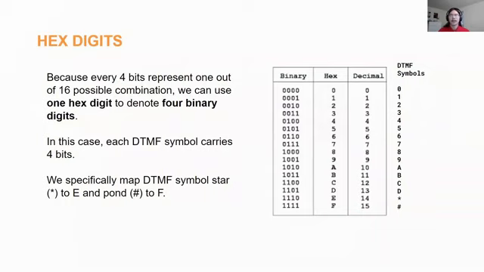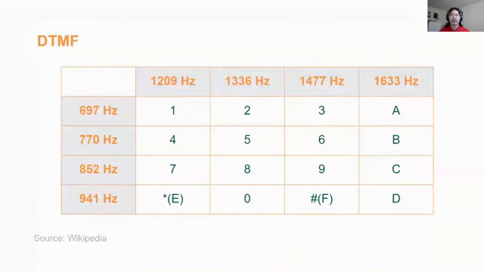Equivalently, since 1 hex digit represents 4 binary bits, it also means that 1 DTMF key press, or 1 symbol, also carries 4 bits. So now here we have an updated map of A, B, C, D, E, F, and 0 through 9. That's just the hex digit mapped on the keypad to each of the symbols.